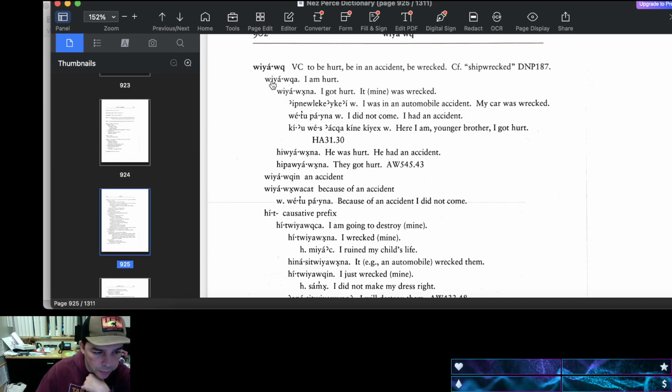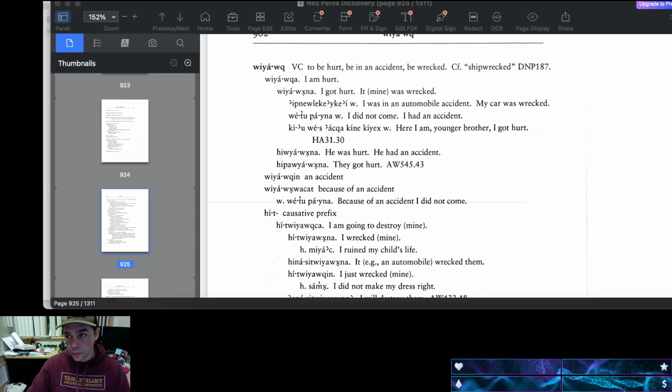So you can see right below it gives us the example "wiauka." So we're adding this a on the end, which is giving us tense. That's telling us it happened in the past tense. So it changes the word, and then we have "wiauhna." This is the word for automobile. It actually started out as a word for wagon, but now it's used as a word for automobile.